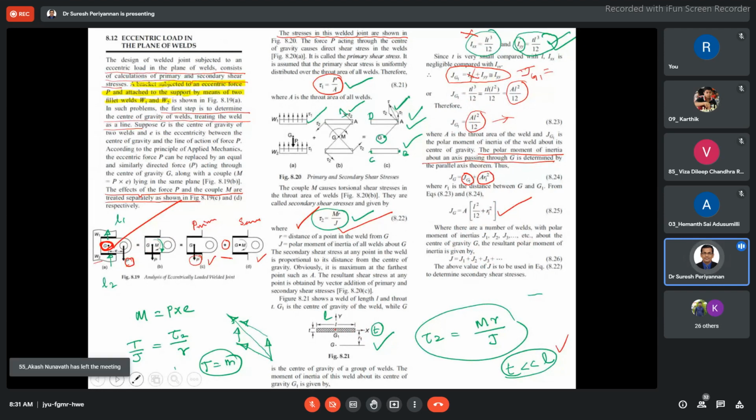Whatever shear stress we are finding for the particular weld, tau 2 is equal to M R by J, which is nothing but this one. This one is tau 2, very important. This one is the direct shear, tau 1. Based on this, we are going to find the resultant shear stress later.